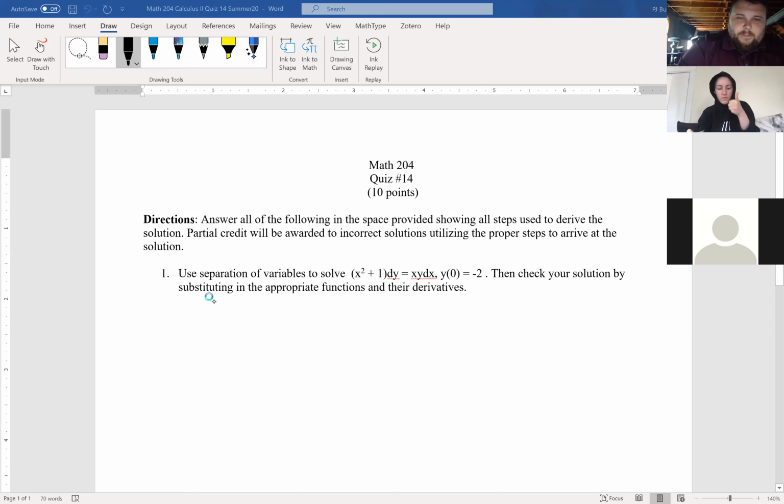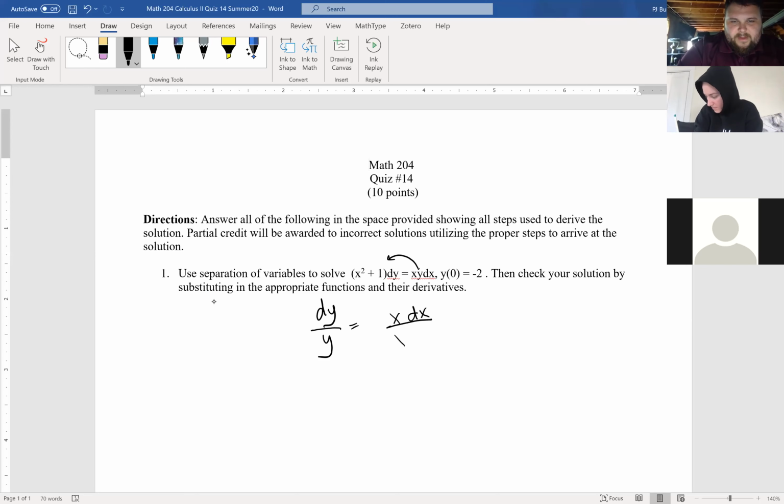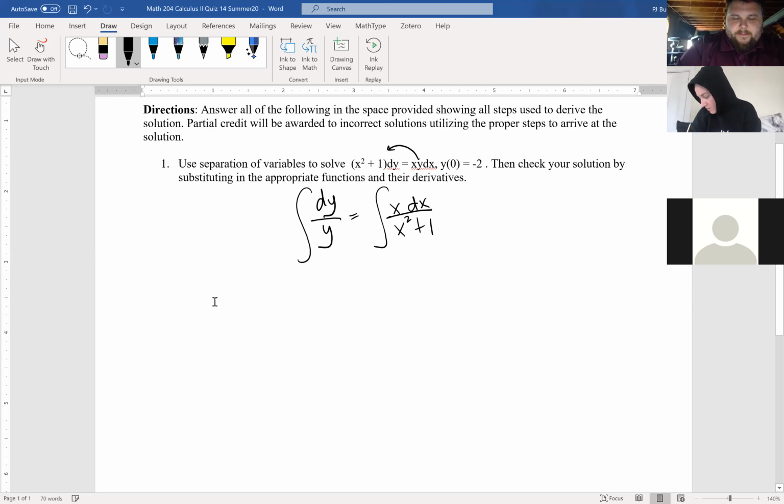Okay. So dy's on the left. I'm going to move my y's to that side. So this y would have to go over here, and it would have to be divided on that side. On the other side, I have x dx, and I would need to divide by this whole term, x squared plus 1. I could then integrate both sides because they are separated.